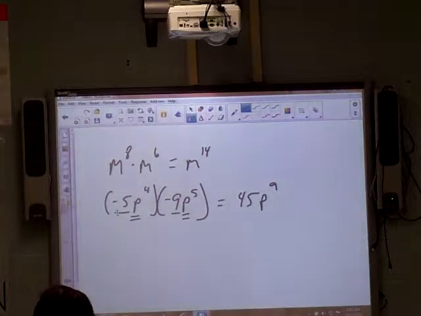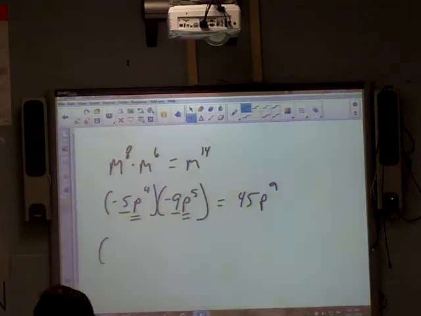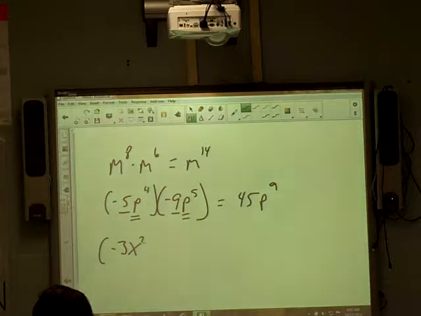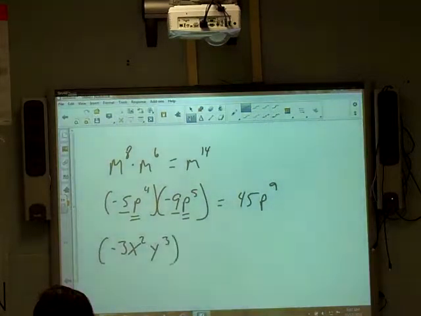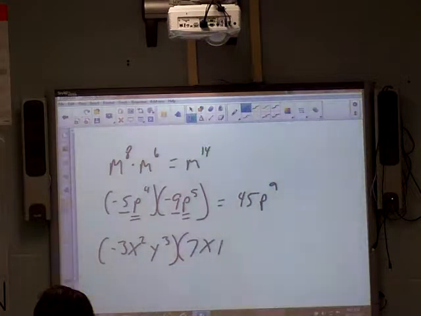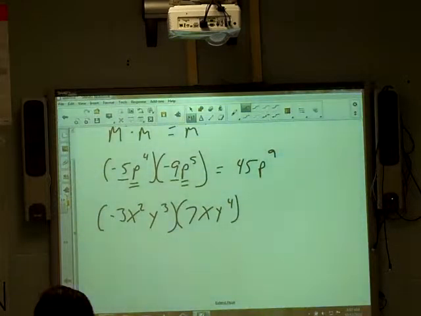Alright, now we'll do one where we got multiple exponents. All right, I got negative 3x squared y cubed times 7xy to the 4th. See if you can simplify that one real quick for me. Go.